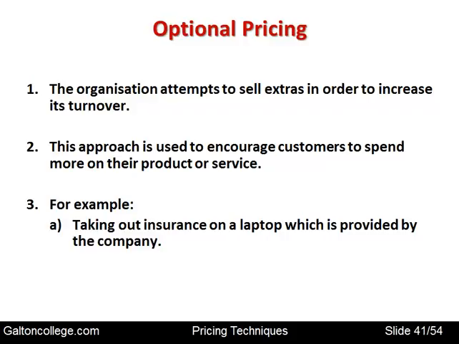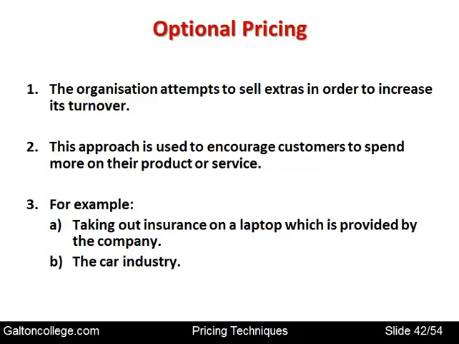Taking out insurance on a laptop, which is provided by a company. So we go to buy a laptop or a desktop computer or whatever, a tablet. We think we're just buying it, and when we get to the counter, they offer us the opportunity to buy something to go with it, insurance, in case we lose it or it breaks or we drop it or something. So they're selling a second product. The second product is insurance.